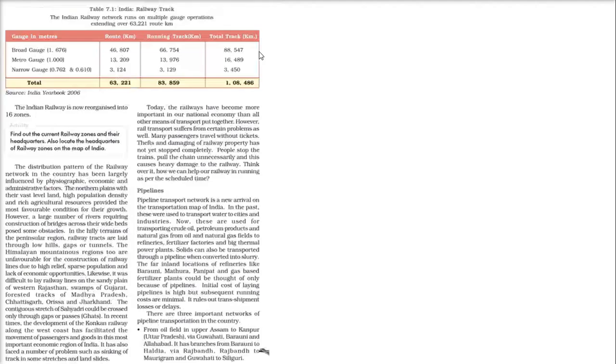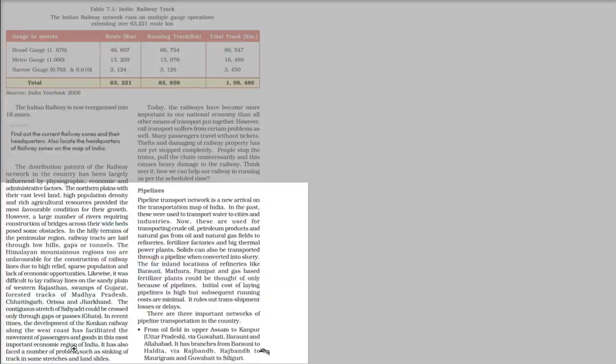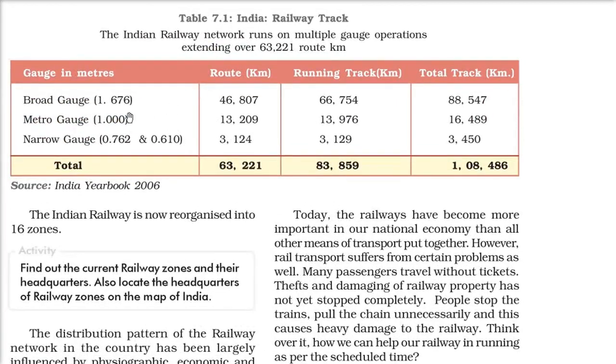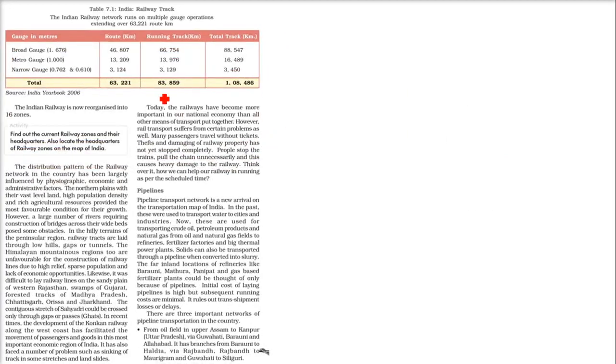So we have already discussed the Indian Railways, and these are the different gauges, let me show you. The broad gauge is the distance between the two tracks. If the distance between the two tracks is 1.6, we call it a broad gauge. Metre gauge is 1 metre between them. And then we have narrow gauge, which is 0.762 to 0.610. So you will find different kinds of railways in different places, and the route is given here.